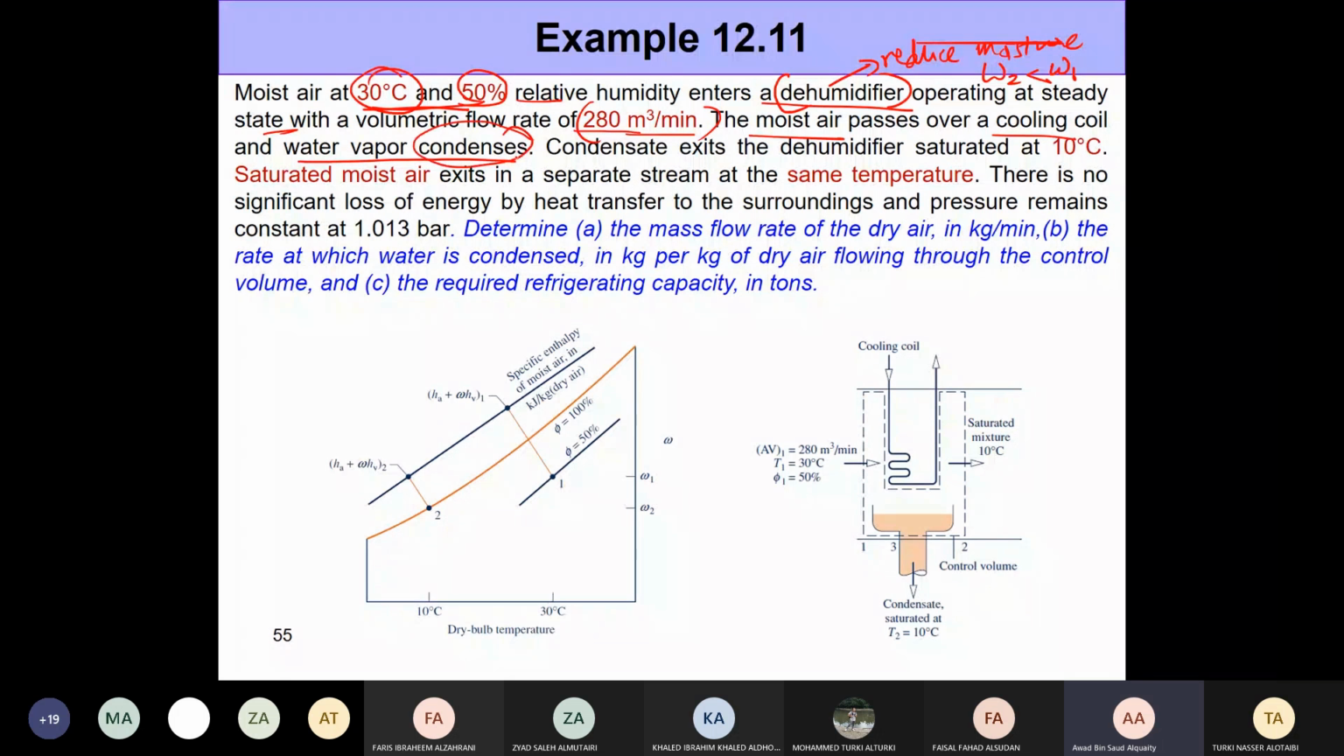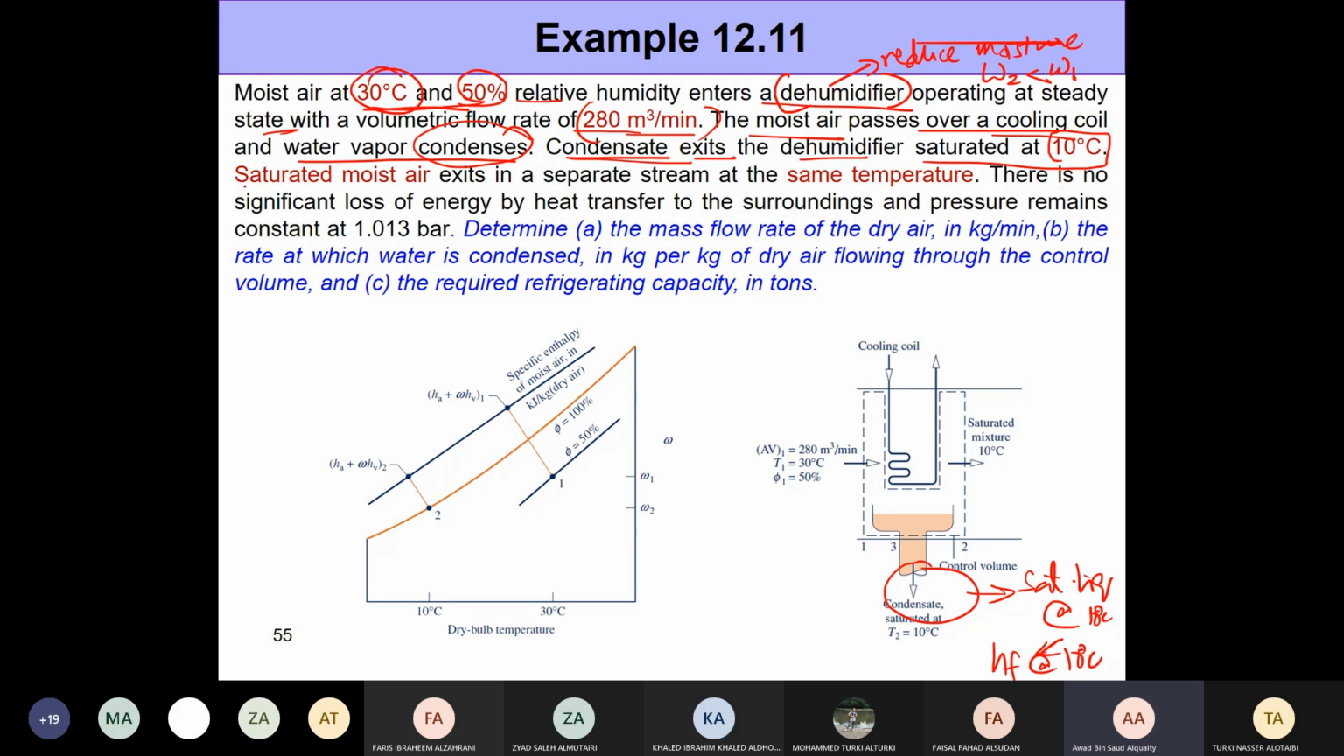This is expected. The condensate, meaning the water that got condensed, exits the dehumidifier saturated at 10 degrees Celsius. So the water that's coming out, the water that got condensed, is coming out in a saturated state at 10 degrees Celsius. So we're saying that it's saturated liquid at 10 degrees Celsius. So you know where to get the enthalpy from, right? It's hf at 10. Even if it is not mentioned that it's saturated, you can assume it to be saturated because it's going to be saturated in almost all scenarios. So that's one point done.